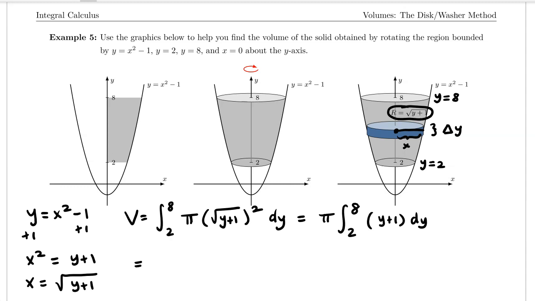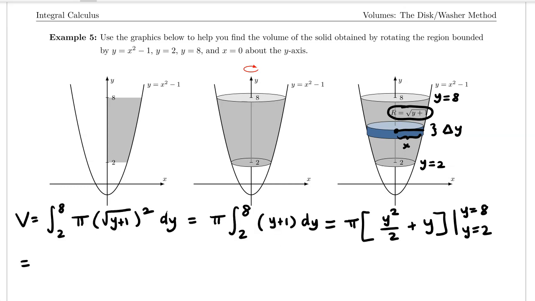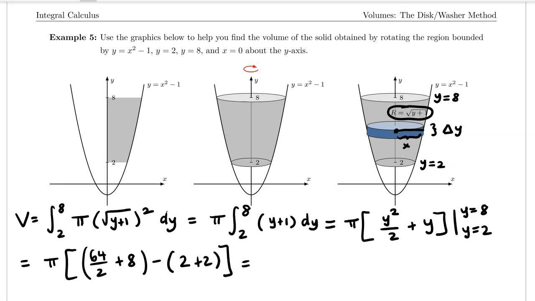Now I can take the antiderivative, so we have y squared over 2 plus y. I forgot the pi here. And then we're evaluating this from y equals 2 to y equals 8. So that is equal to pi times 64 over 2 plus 8, and then minus 4 over 2, which is 2, plus 2. And that is going to simplify to be 36 pi.